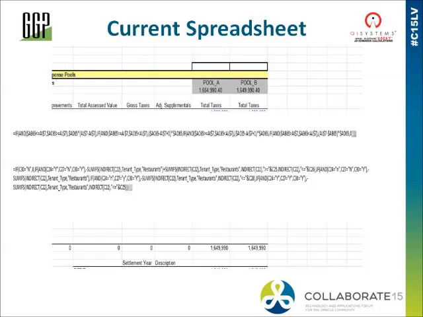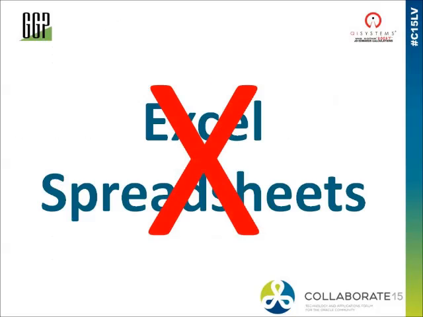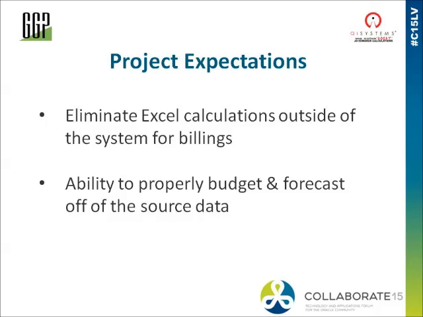So here's one of our current formulas. As you can see, there's a couple there that are pretty long. With QIS, we build it once, we maintain it, and it's a lot easier to read. So what is our goal? No more Excel spreadsheets. Again, eliminate the Excel spreadsheets and calculations outside the system, and also give us some visibility into being able to budget and forecast off of one data point, right?